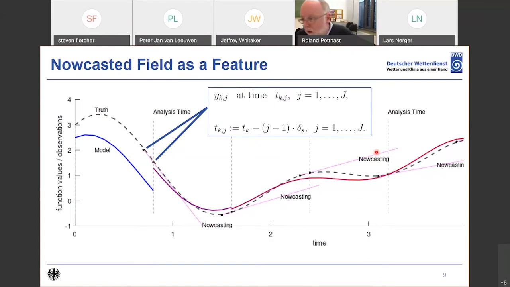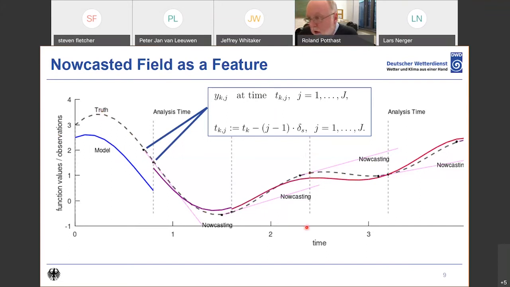So here I show you the setup and also some idea of another feature. So here you have your function as a truth in dashed line here. You have a model system. I change the model system from the truth, it's a nature run, and I do my assimilation cycle here. You see analysis times, these straight vertical lines here indicate the analysis times.